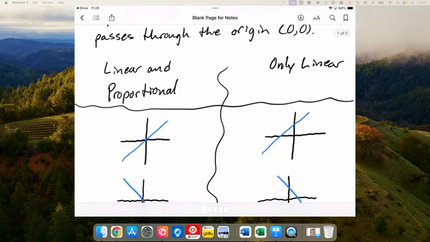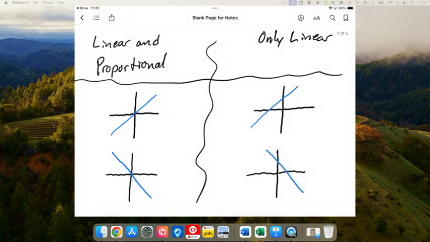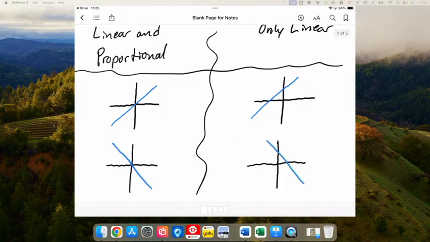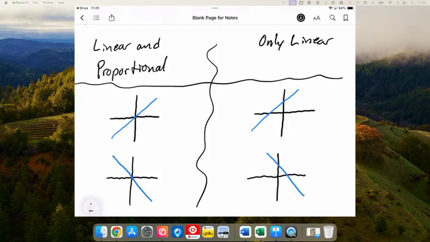So looking at a couple examples of both linear and proportional and only linear. We have linear and proportional on the left. Those two blue lines are straight lines, or as close as I could get. And they both pass through the origin. And just to call it out really quickly, the origin is this point right here in the middle where the x and y axes cross. So those lines both pass through the origin and are a straight line, so they are proportional.